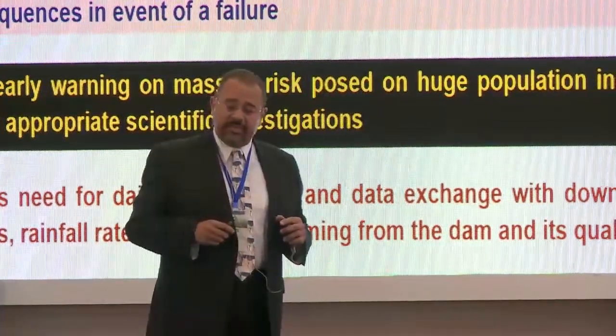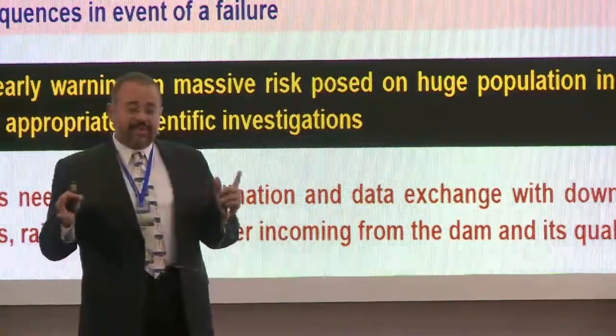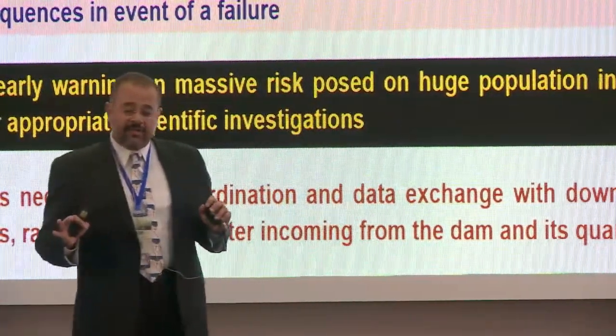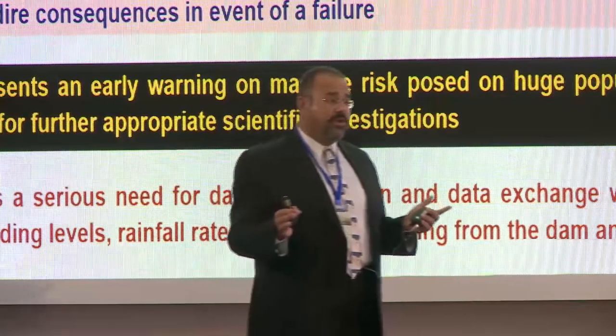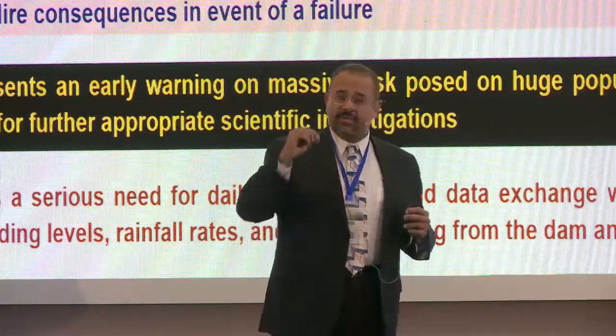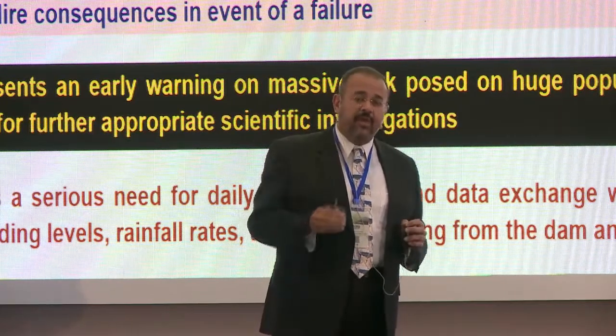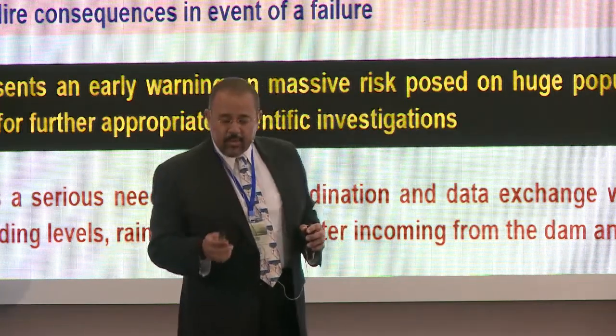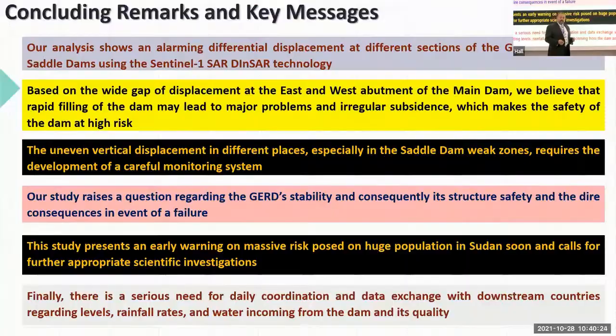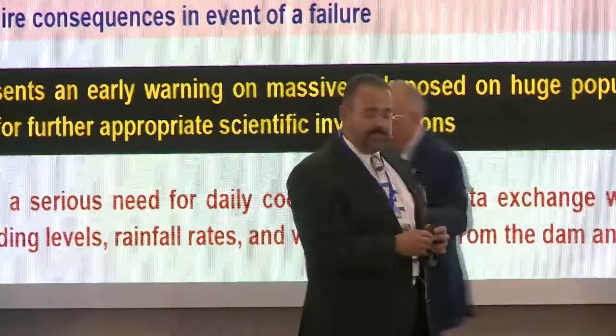There's an uneven vertical displacement, as we mentioned. So this study raises a question regarding the Jared's stability and consequently its structural safety, and the dark consequences in the case of failure. I think it is very appropriate for us to think, what if, just a what if scenario. It is a legitimate question that we need to address scientifically, and this is exactly what we are doing. The study presents an early warning on massive risk, which requires more appropriate investigations to be conducted, and to have this kind of complementarity relationship to make sure that we have ways of observing and monitoring. Thank you so much for your interest, and we'd be happy to take questions.